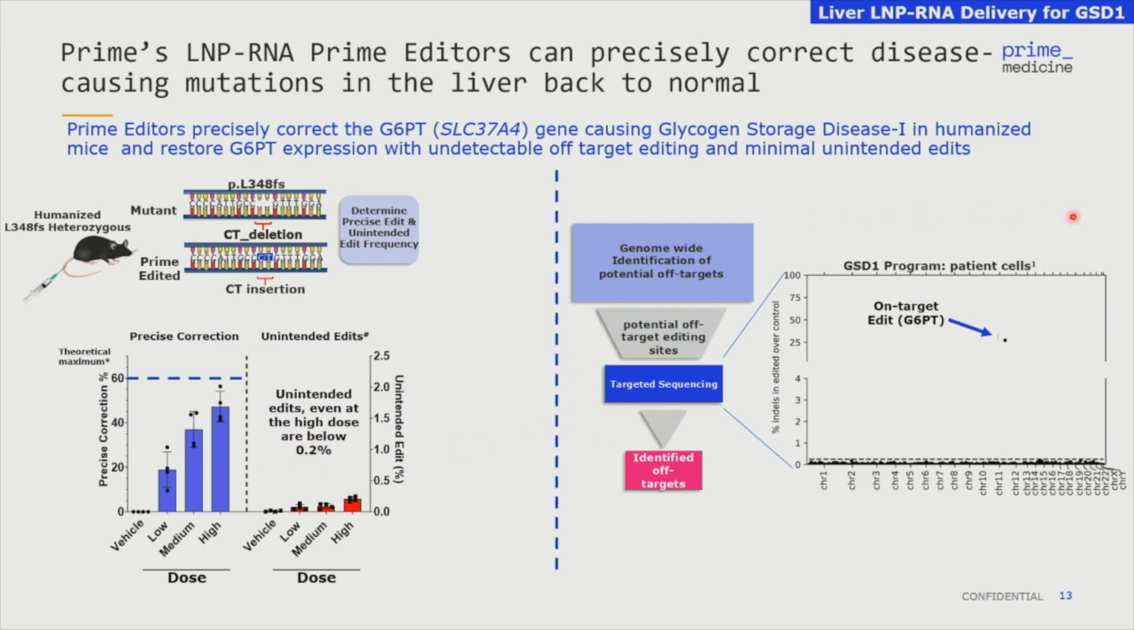And then on the right, I don't have time to go over all this today, but this is part of our off-target pipeline. And what you can see here is we look at potential candidate off-target sites that we've identified throughout the genome in patient cells. And when we measure them with deep sequencing, we can readily find the editing site that we've intended, but we haven't found a single off-target site anywhere else in the genome.